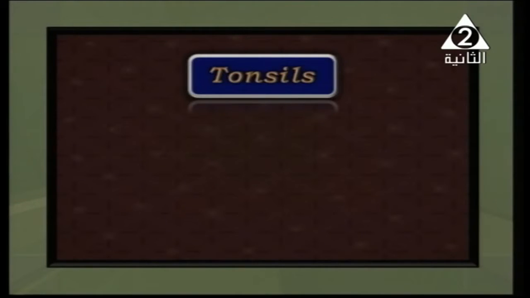After that, we have tonsils. Okay, I'm going to give you 2 seconds to remember. Do you know tonsils? Where are they found? Inside which cavity inside your body are they found?